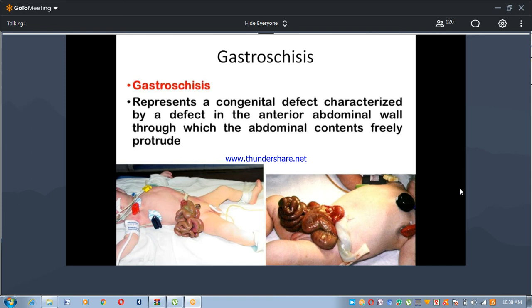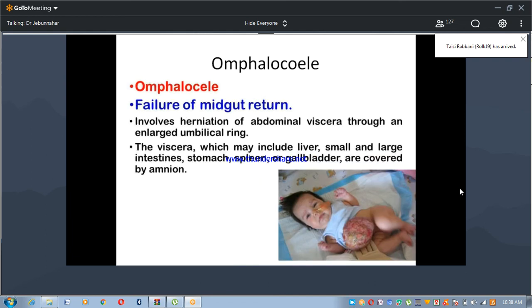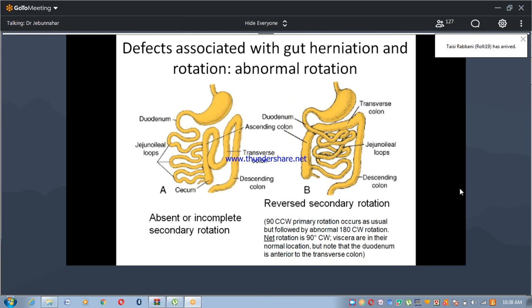which may cause reduced blood supply and may cause ischemia. A large part of the intestine may die, and ultimately the baby may die. So these are the abnormalities of rotation and fixation.